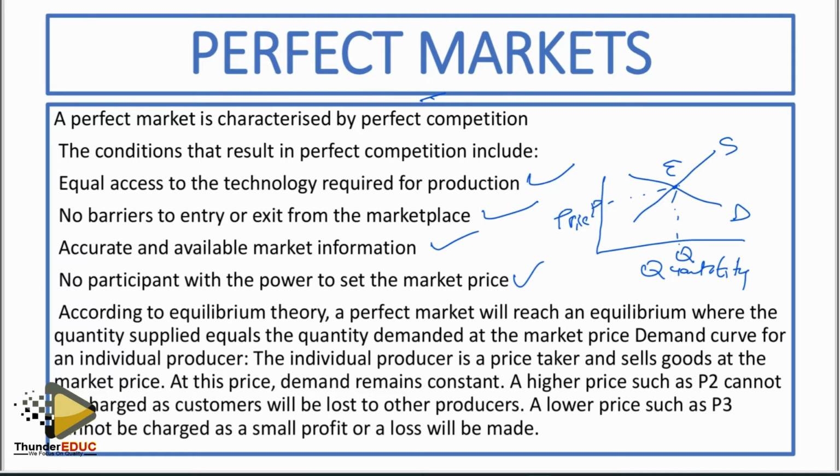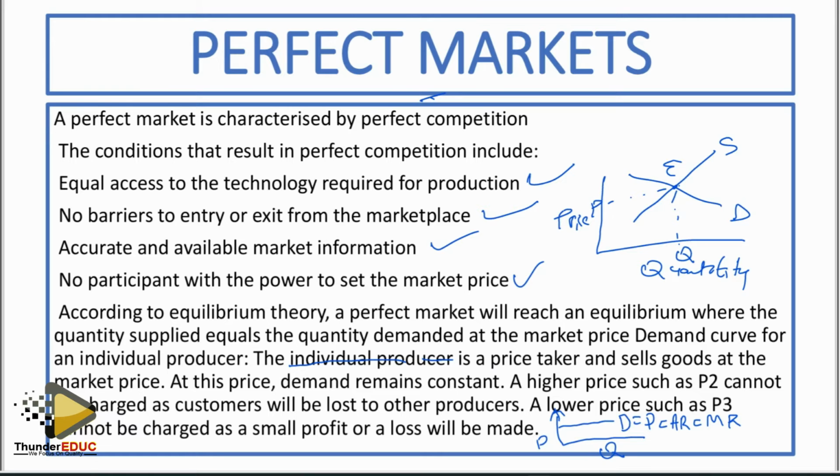The demand curve for an individual producer: the individual producer is a price taker and sells goods at the market price. At this price, demand remains constant. What they mean is that under this perfect market, our demand curve is always horizontal, where the demand curve is equivalent to the price of a product, also equivalent to average revenue, also equivalent to marginal revenue. If you still remember, we have price as our y-axis and quantity as our x-axis.